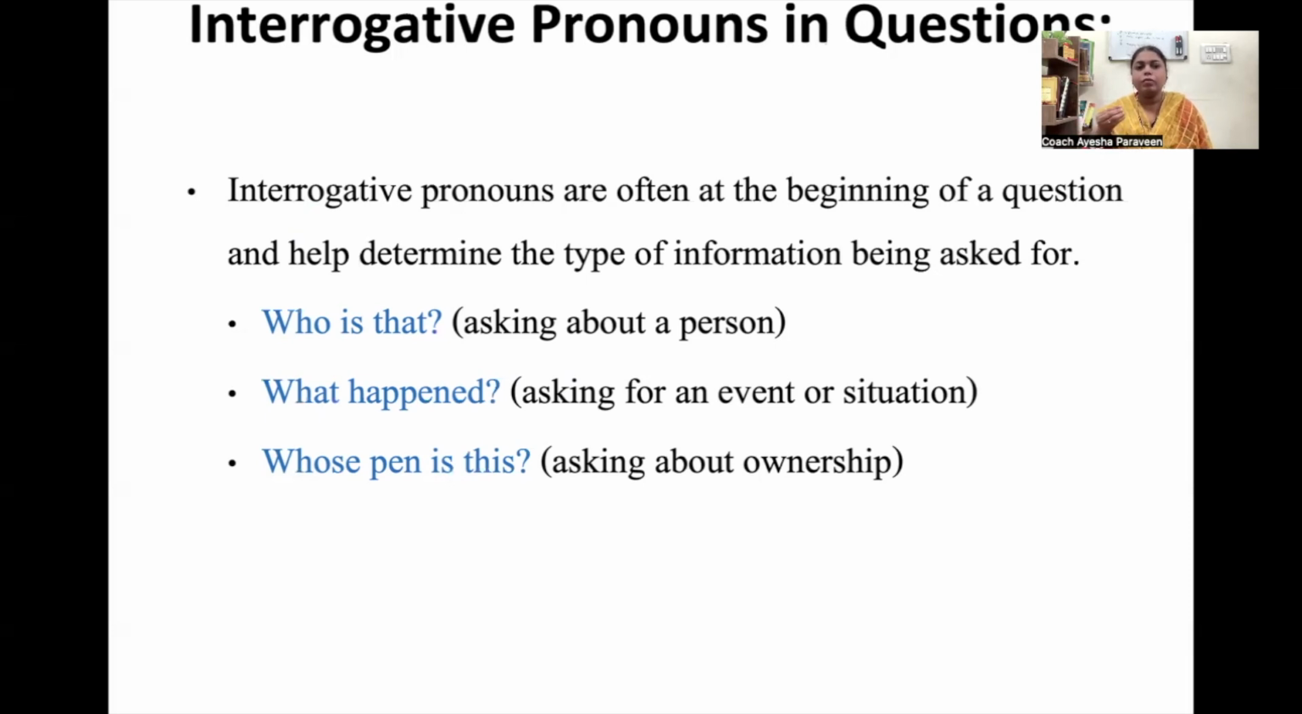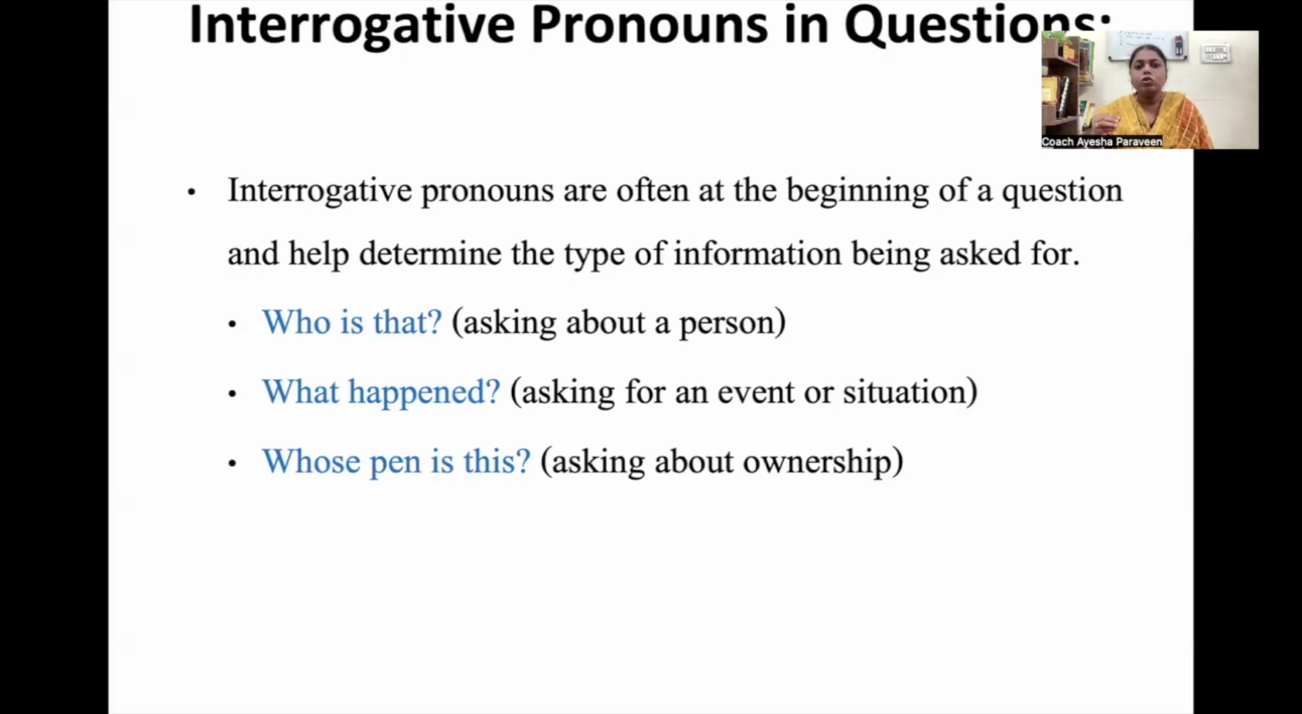Like when we are asking, who is that? Asking about a person. When we are using who, it means we are inquiring about some person. What happened? Asking about an event or situation. We are inquiring about something, an event or situation. We are not talking here about some person. What happened means we are not inquiring about some person. We want to know what incident or what situation has taken place.